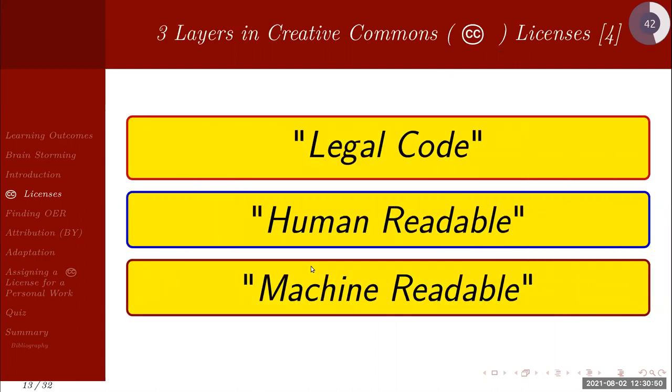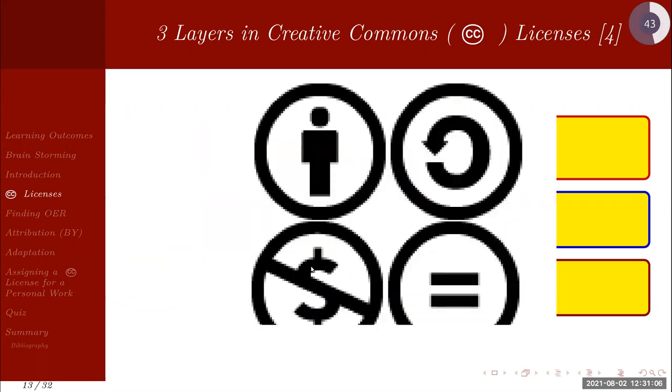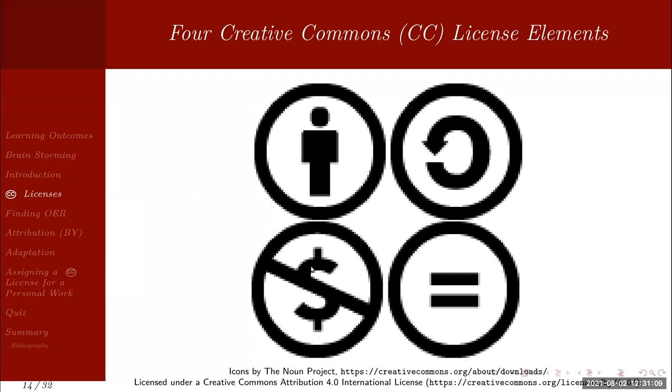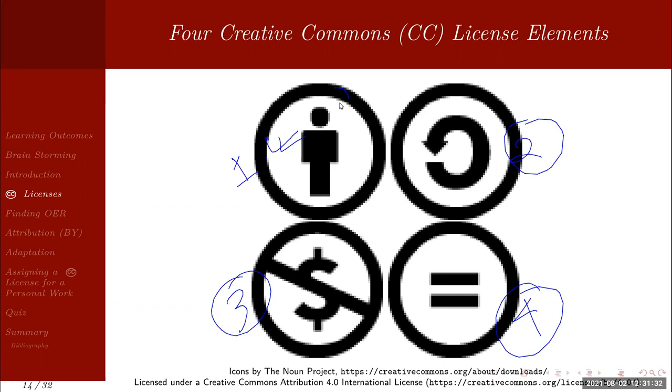Creative Commons licenses have three layers: legal code, human readable, and machine readable. So there are three layers in Creative Commons licenses. And just remember that there are four Creative Commons license elements. You are seeing them. This is one of them: 1, 2, 3, 4. I know some of you are already familiar with this. What is this element? Who can tell me this one? What does it mean?